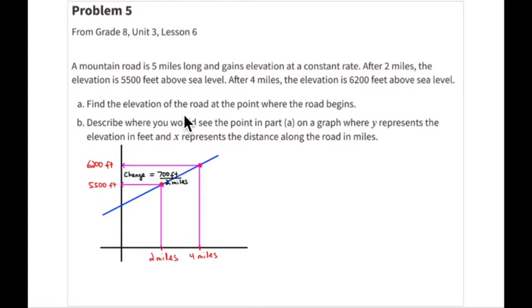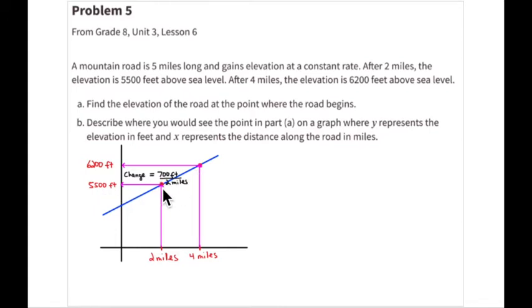It says find the elevation of the road at the point where the road begins. So you can figure out this change. So after 2 miles, it's a change of 2 miles. And how much does the elevation change? It changes 700 feet. 6,200 minus 5,500 is 700 feet.